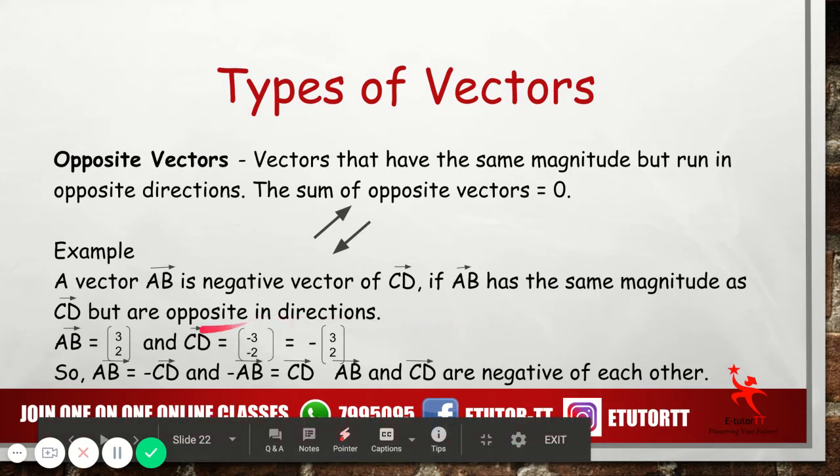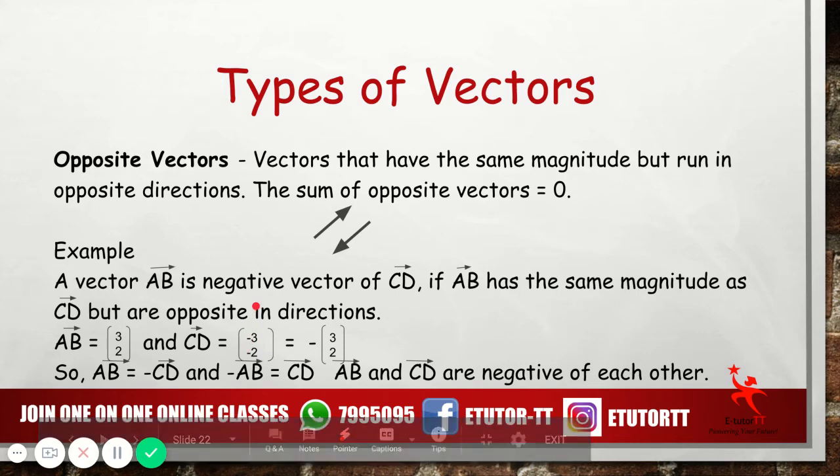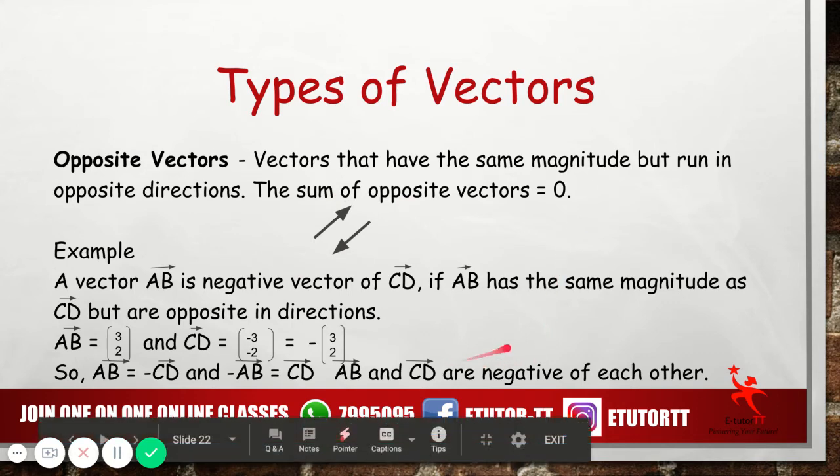AB and CD are negative of each other. And if you were to add both of them, you will get 0, because 3 plus negative 3 becomes 3 minus 3, which gives you 0. 2 plus negative 2, same thing, gives you 2 minus 2, which gives you 0. So see, the sum of the opposite vectors equals 0. So you know they are negative of each other.